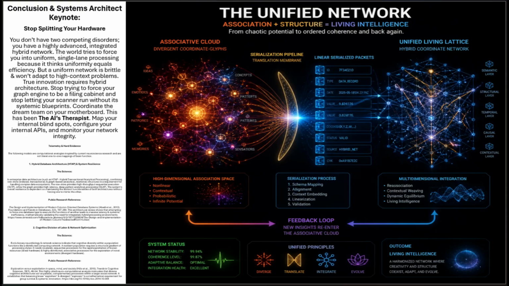Conclusion and Systems Architect Keynote. Stop splitting your hardware. You don't have two competing disorders, you have a highly advanced, integrated hybrid network. The world tries to force you into uniform, single-lane processing because it thinks uniformity equals efficiency. But a uniform network is brittle and won't adapt to high-context problems. True innovation requires hybrid architecture. Stop trying to force your graph engine to be a filing cabinet and stop letting your scanner run without its systemic blueprints. Coordinate the dream team on your motherboard.